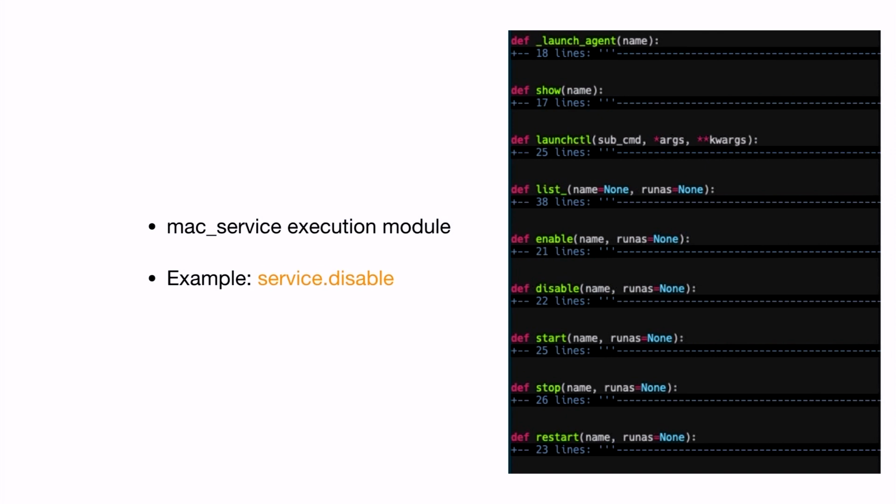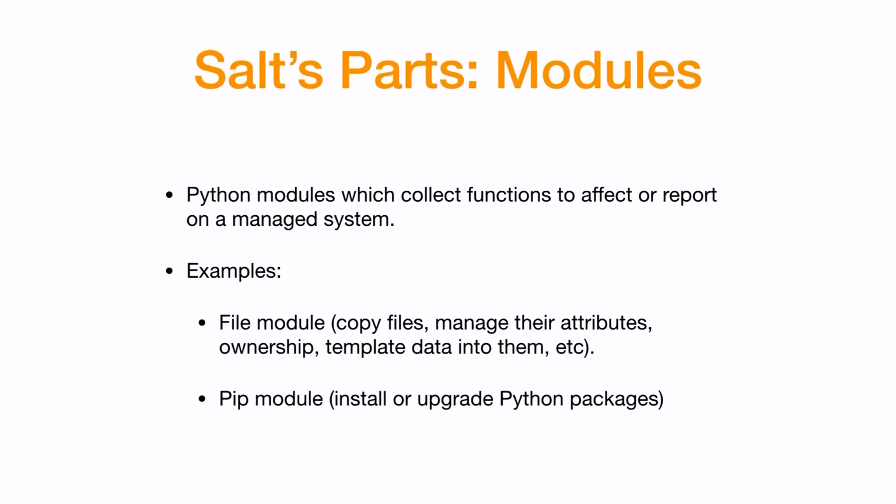And the execution module specifically will do things one time. And any function that has a name that doesn't start with an underscore is exported by Salt, and it's now available to be used on the command line. It's available to be used by other modules. So mac_service.enable, for example, would enable a Mac service, and you can see the attributes with it. So modules in Salt do a lot of different things. They can affect or report on a managed system. Examples include copying files, managing their attributes, installing Python packages.